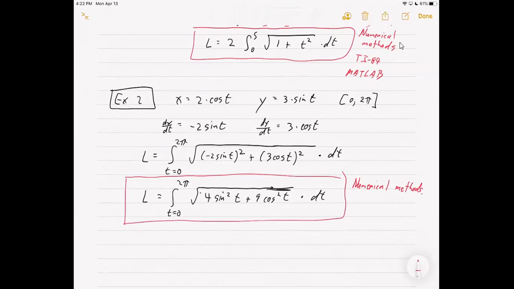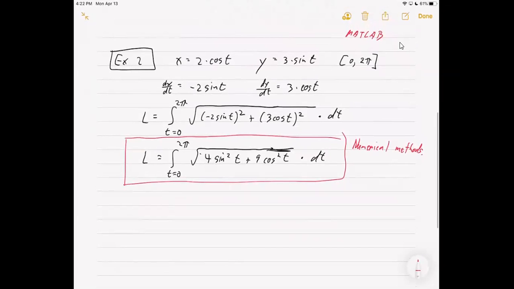Now, if this had been a circle, it would be easy to do. Let's just change them both to, let me write it this way. Let's let x equal just cosine of t and y equal to the sine of t. Instead of having the 2 and the 3 in front, if we had done that, we would have come up with the integral from 0 to 2 pi, and we would have simply had sine squared t plus cosine squared of t.